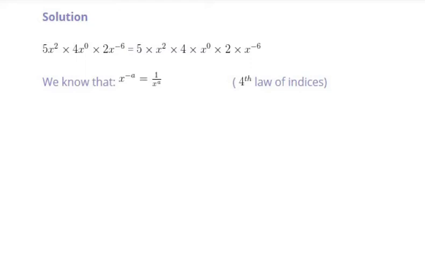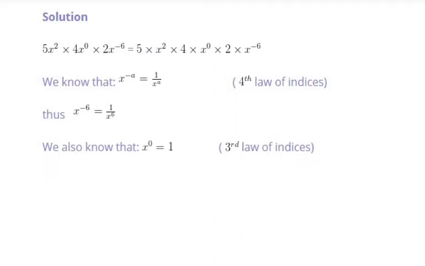From the laws of indices, we've said it before several times: x raised to the power minus a is equal to 1 divided by x raised to the power a. So anything raised to a negative exponent is 1 divided by that term raised to that positive exponent. If we apply that to our question, x raised to the power minus 6 here will become 1 over x raised to the power 6.